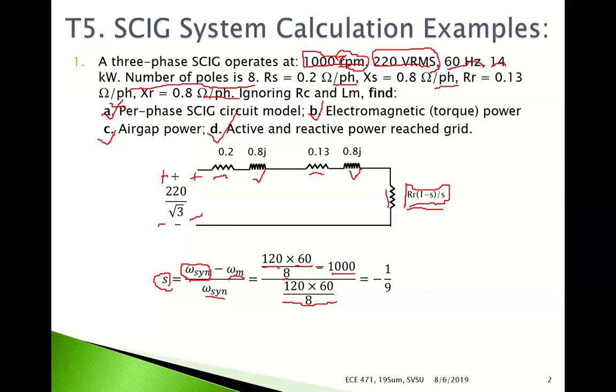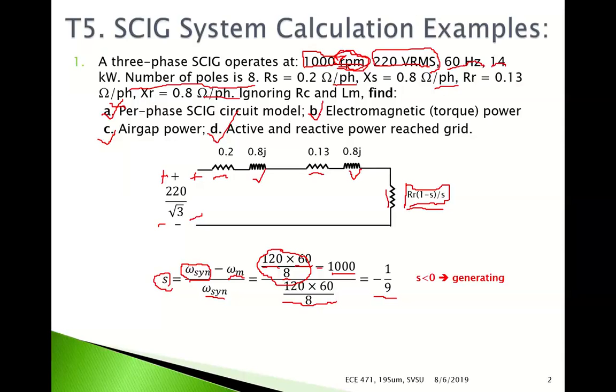If the given generator speed is in radian per second, then you need to multiply the synchronous speed here by a factor of pi over 30 to convert it to radian per second as well, so that you can operate with the 1000 radian per second. Anyways, going back to this particular problem, the slip turned out to be -1/9. Negative slip clearly indicates a generating operation. So it makes sense, it is a generator.